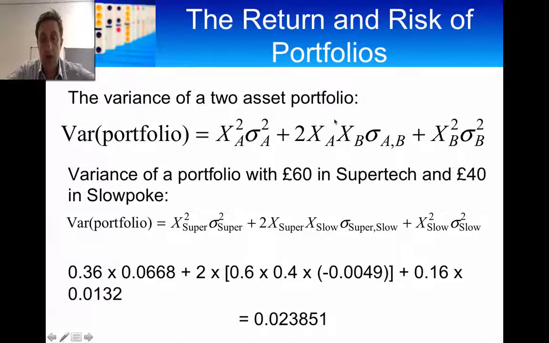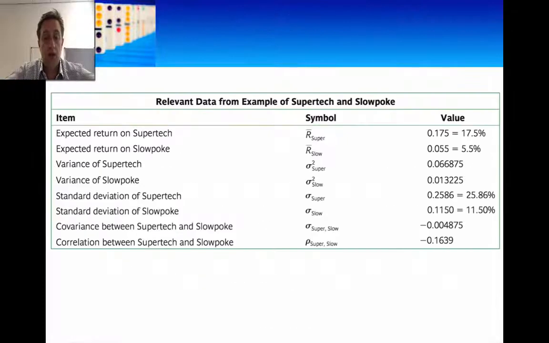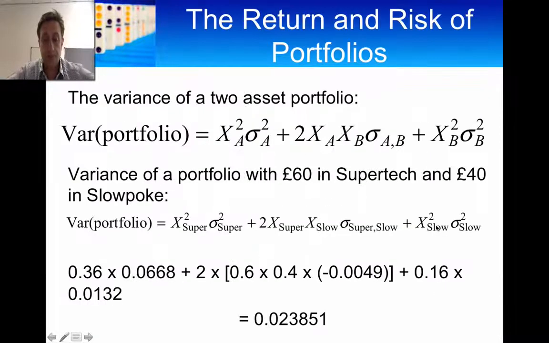And then you have this other element in the middle, which is 2 times the weight of Supertech times the weight of Slowpoke times the covariance between Supertech and Slowpoke. And the covariance figure is what we have here. So if we've invested £60 in Supertech and £40 in Slowpoke, then the variance of our portfolio is simply what's given here.